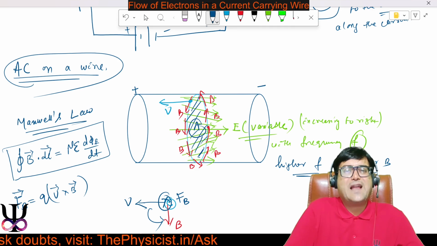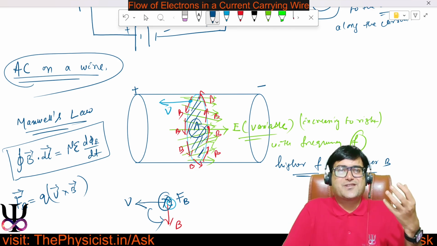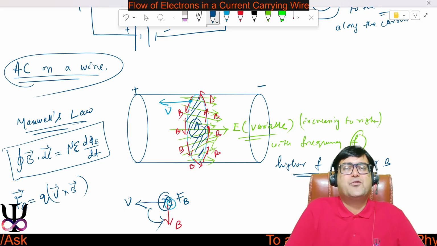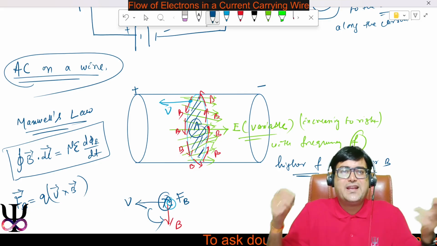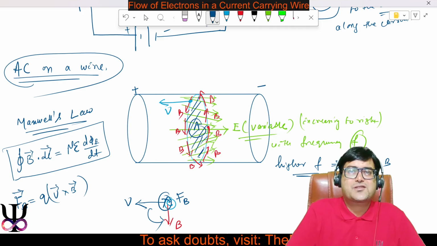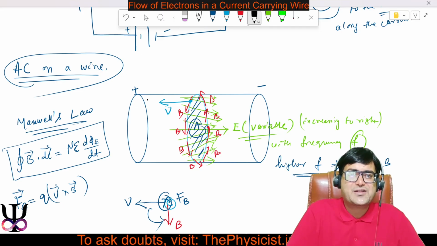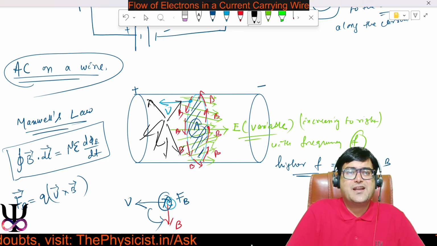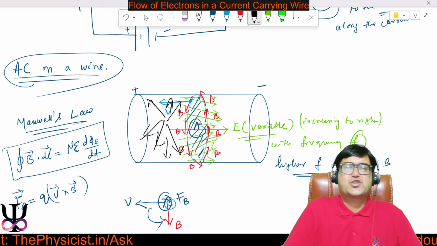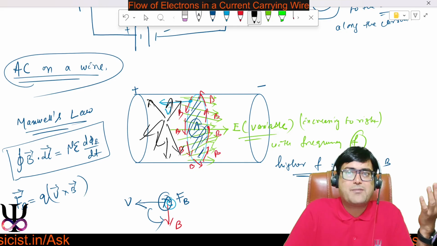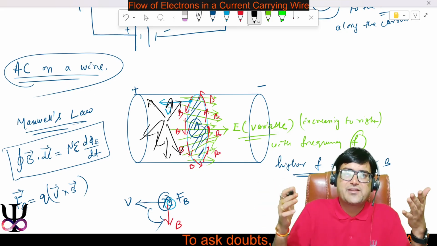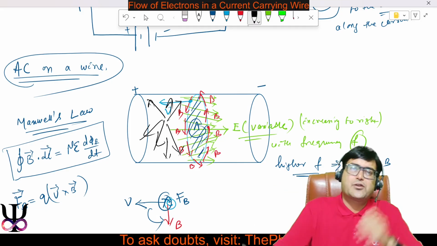So basically what will happen? The Lorentz force on the electrons moving in the wire will eventually push all the electrons towards the surface, right? All the electrons will be pushed towards the surface. So a stronger magnetic field means more electrons will be pushed, and a weaker magnetic field means fewer electrons will be pushed.